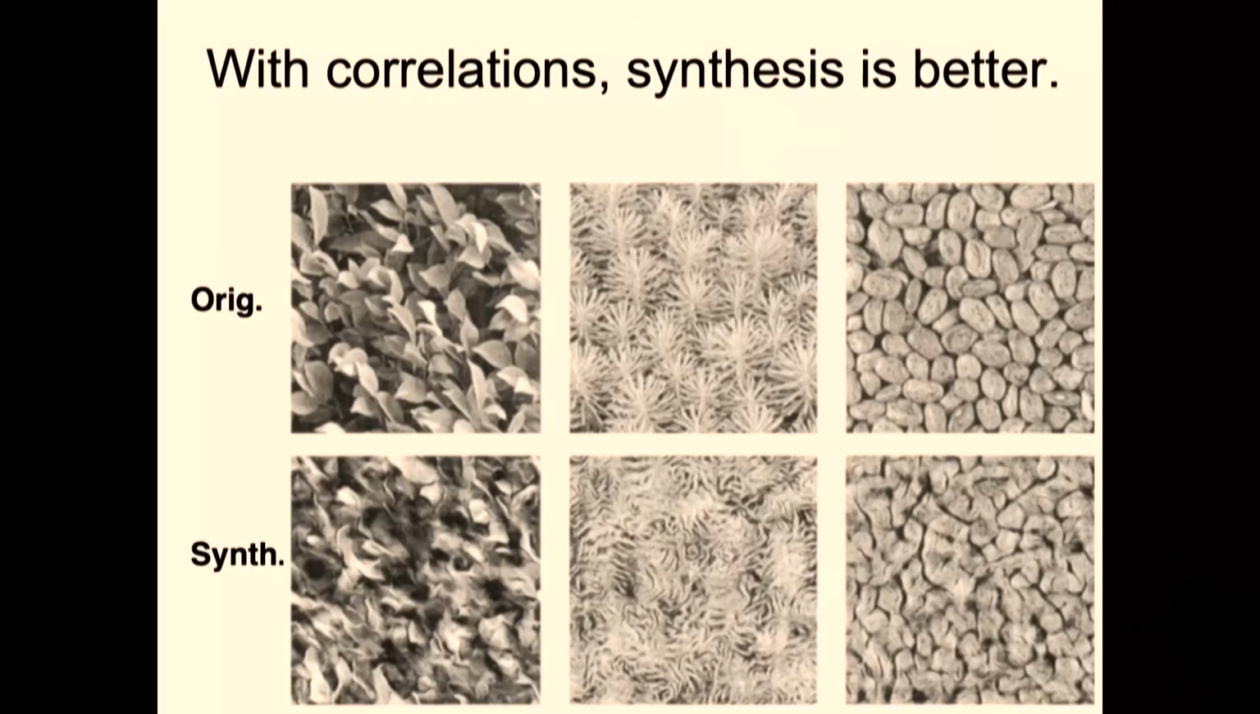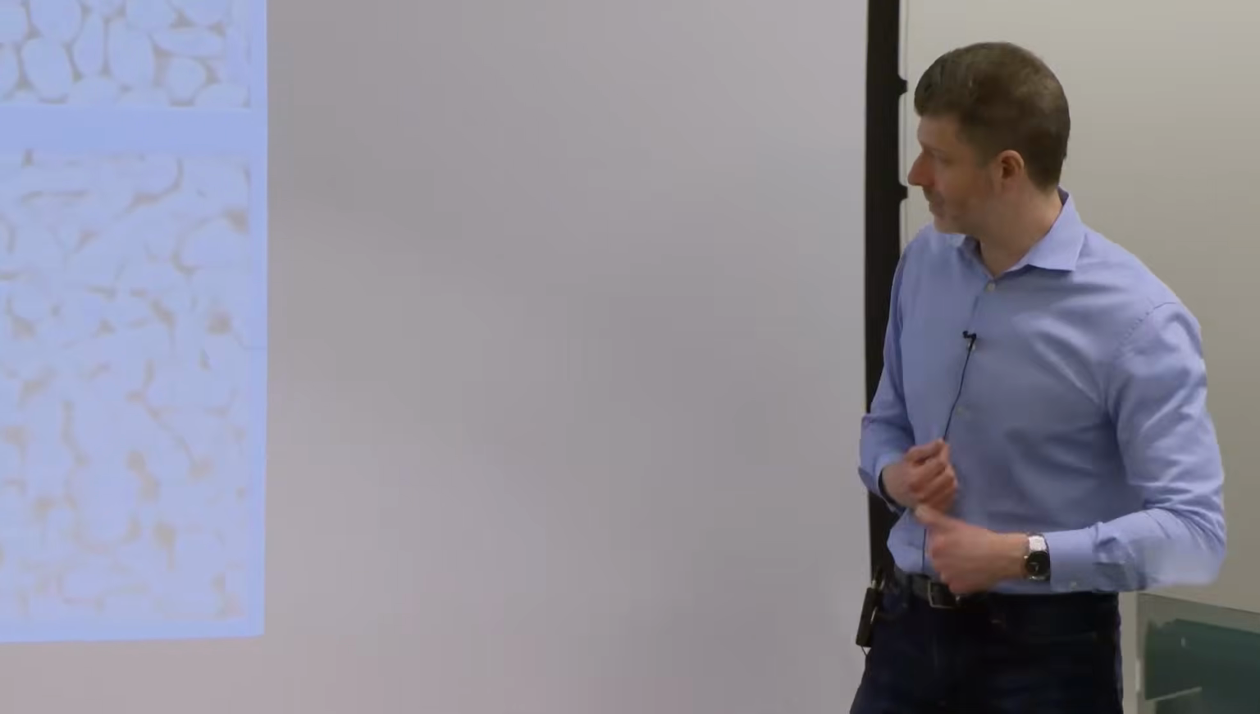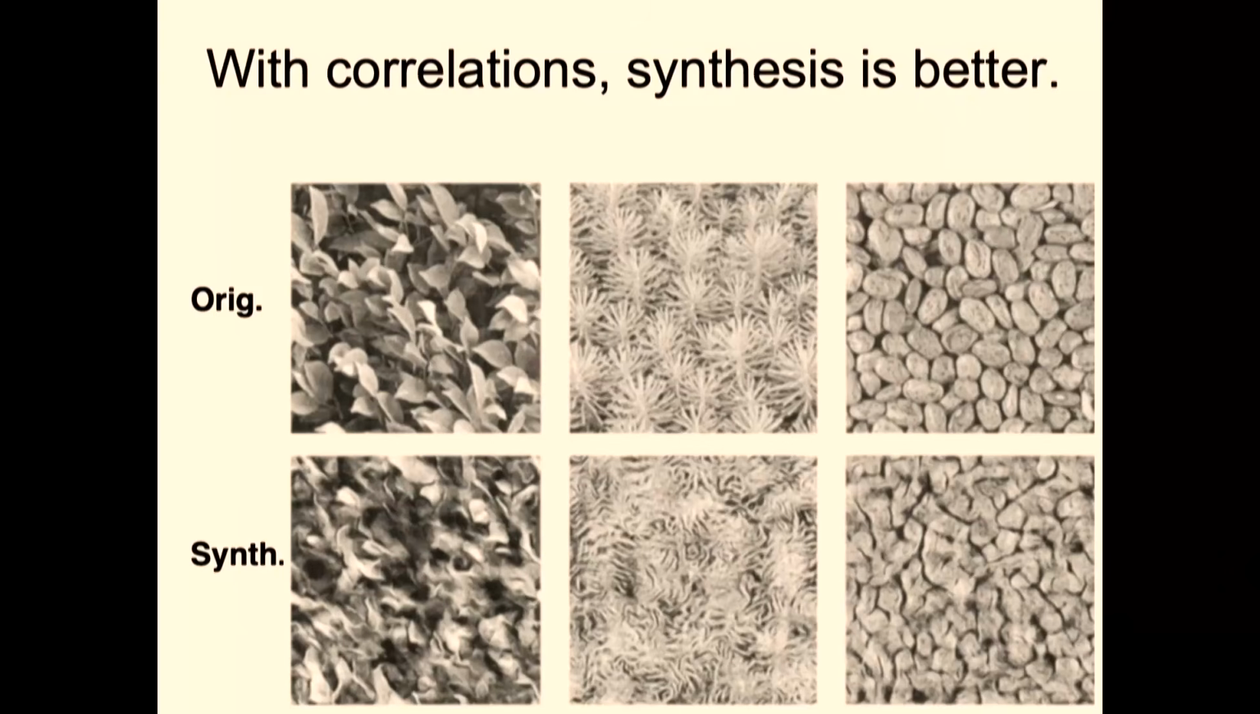Here are some others. And in particular, you can see that the synthetic textures that you get out here have a lot more of these elongated contours that were missing from the original model. Okay, so that's one of the things that those correlations buy you. Okay. Again, it's not perfect, so the beans don't quite look like beans. Again, at a glance, it might look pretty good.